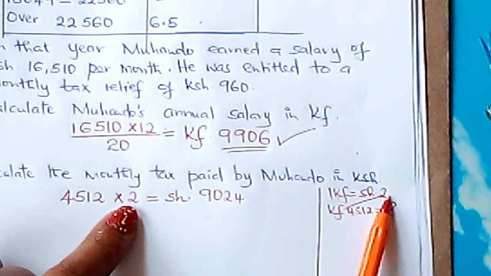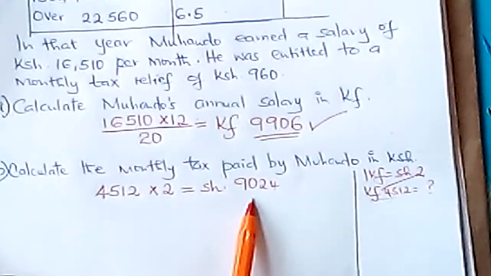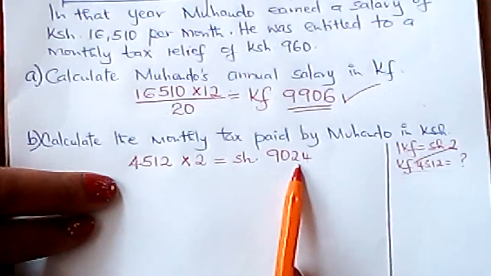1 Kenya pound is taxed 2 shillings. What about this pound? You cross multiply like that. So you get that this is the tax got from the first band. Good. We go to the second band line.